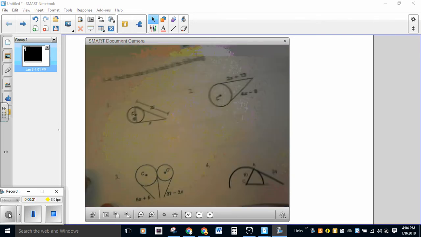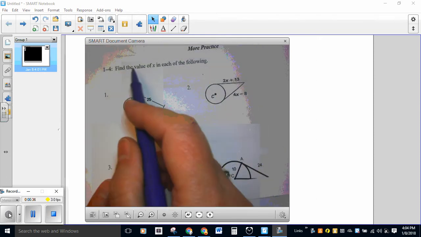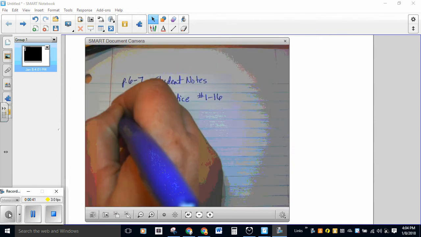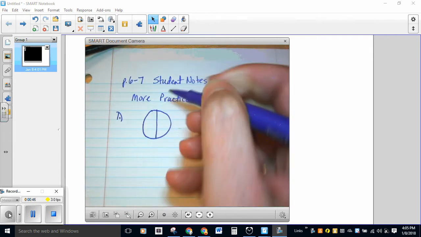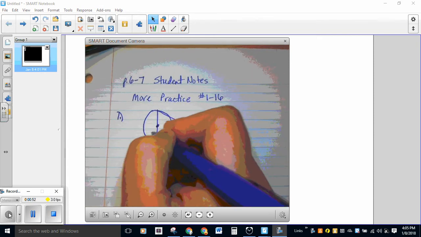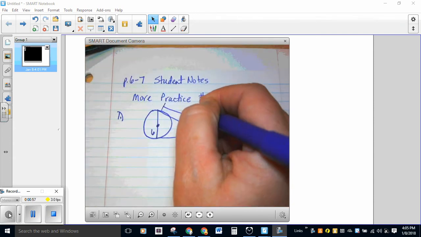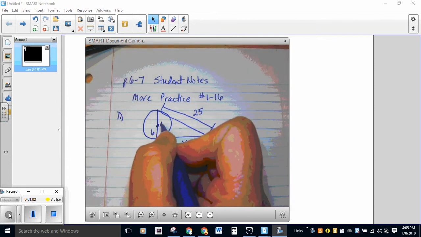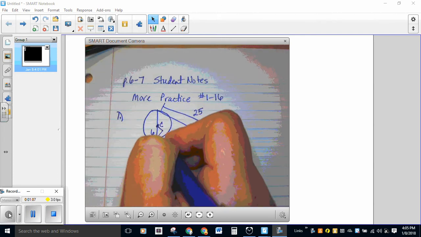Okay, starting out with problem number 1, it asks us to find the value of x in each of the following. And I think except for maybe the first part of the day, I did this for several classes. This is the triangle and the circle they have drawn. I explained that this is circle C because it's got the C in the middle, which means that's the name of the circle. From here to here is where the 6 is.